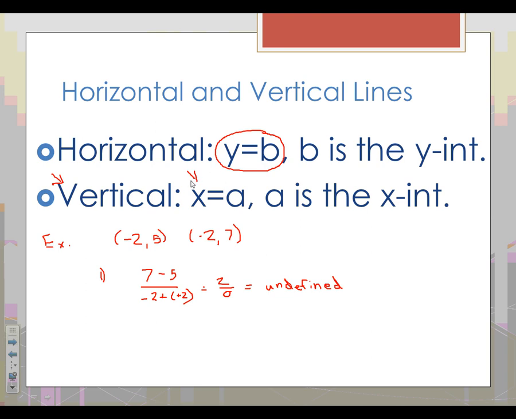So our equation is x equals a. So it's x equals, if you look at both these points, they both had -2 as the x-coordinate, so that's what we use there. So that would be the equation of that line. x equals -2. If we had gotten 0 for the slope, then it would have been horizontal, but vertical, remember, is undefined.